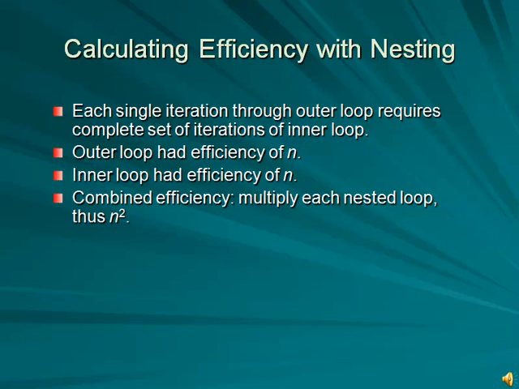Our previous program had two nested loops, each of which was a counting loop, and that's considered to be a quadratic kind of algorithm. How do you calculate the efficiency? Well, each single iteration through the outer loop requires a complete set of iterations of the inner loop. Now, because the outer loop had an efficiency of n, and the inner loop also had an efficiency of n, when you have nested loops, you must combine the efficiency. That is, multiply each nested loop. Thus, we have an efficiency of n squared.